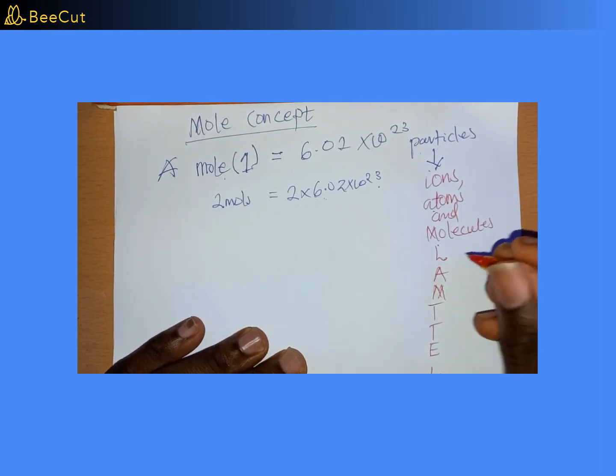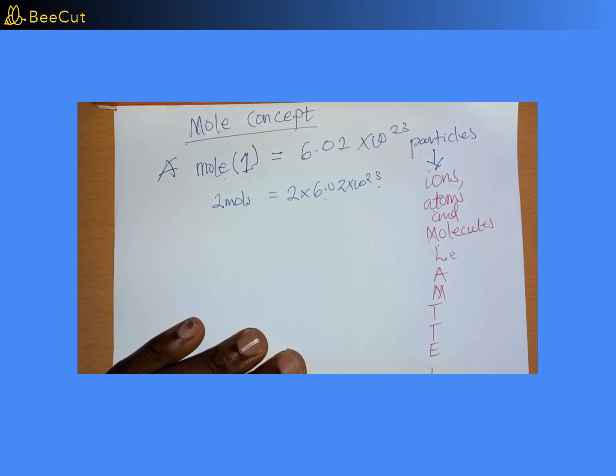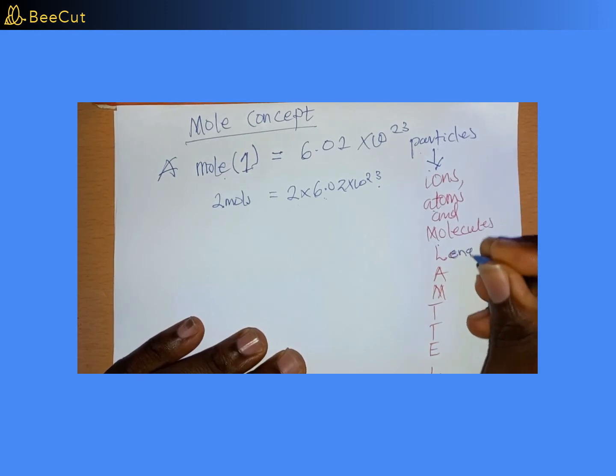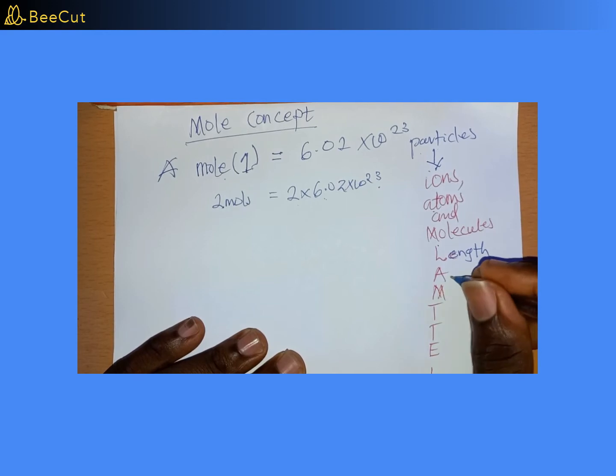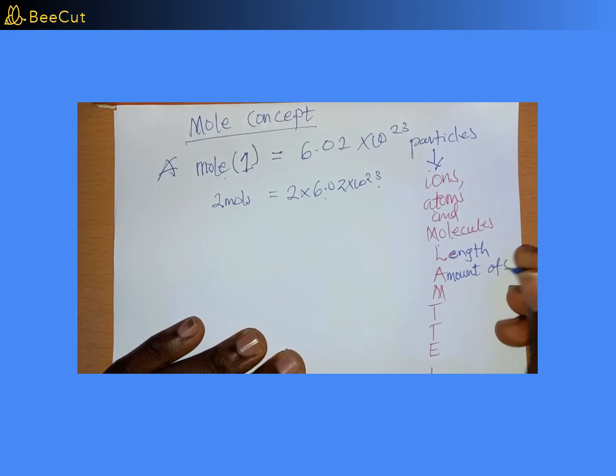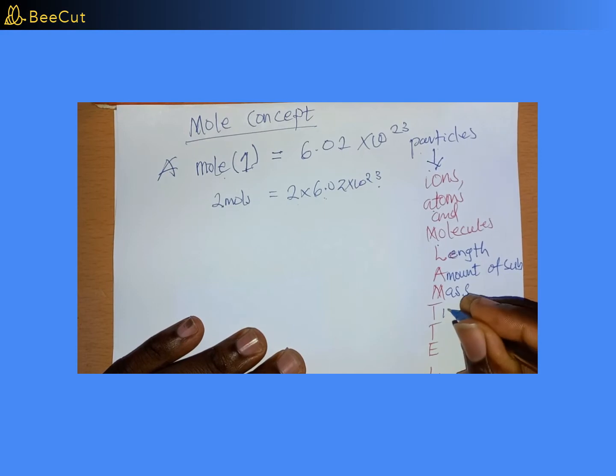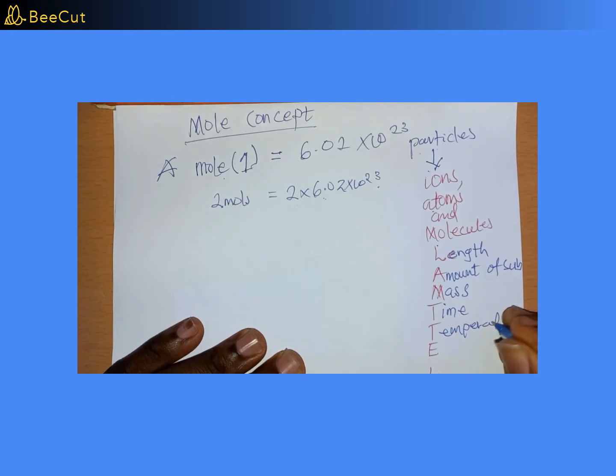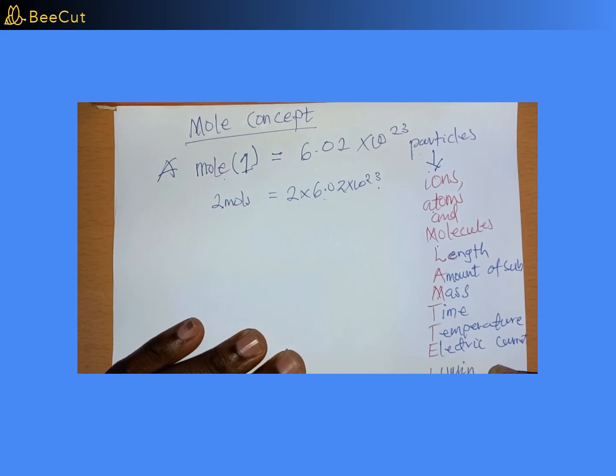So the first one is length. The next one is amount of substance. The next one is mass. The third one is time, then temperature, electric current, luminous intensity.